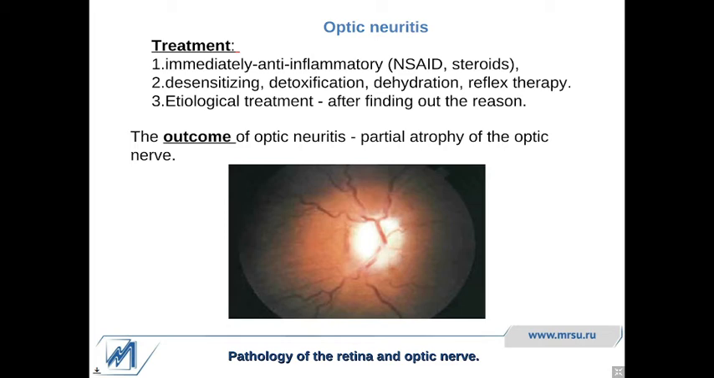What about treatment? Of course, it's anti-inflammatory treatment. It must be used immediately: non-steroidal and steroidal anti-inflammatory drugs. It's not only eye drops. Of course, we need to make injections, parabulbar injections, intravenous injections, intramuscular injections, and use oral medicines too, due to differences in clinical picture individually. Also, detoxification, dehydration, reflex therapy. Etiological treatment: after finding out the reason, we can start the etiological treatment. And the outcome of this process is partial atrophy of the optic nerve.